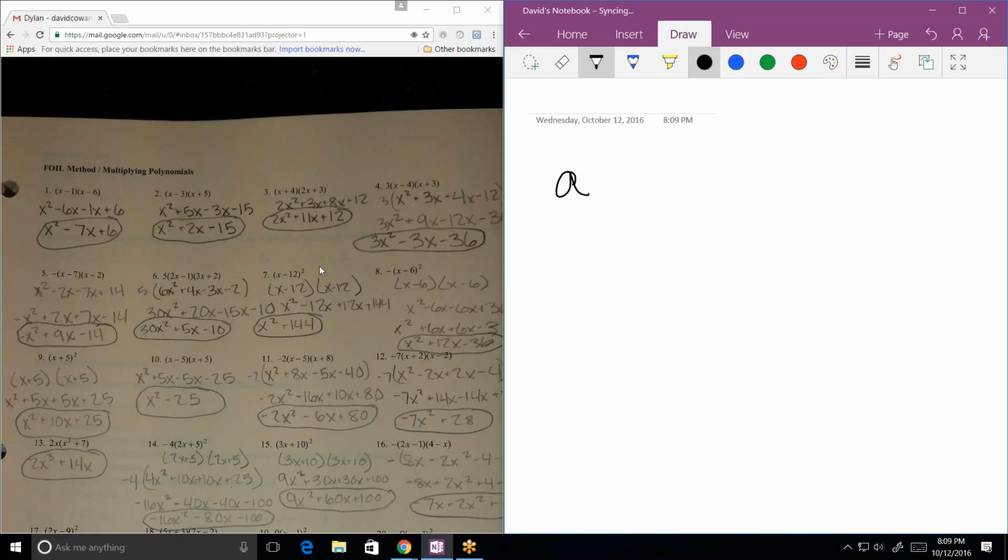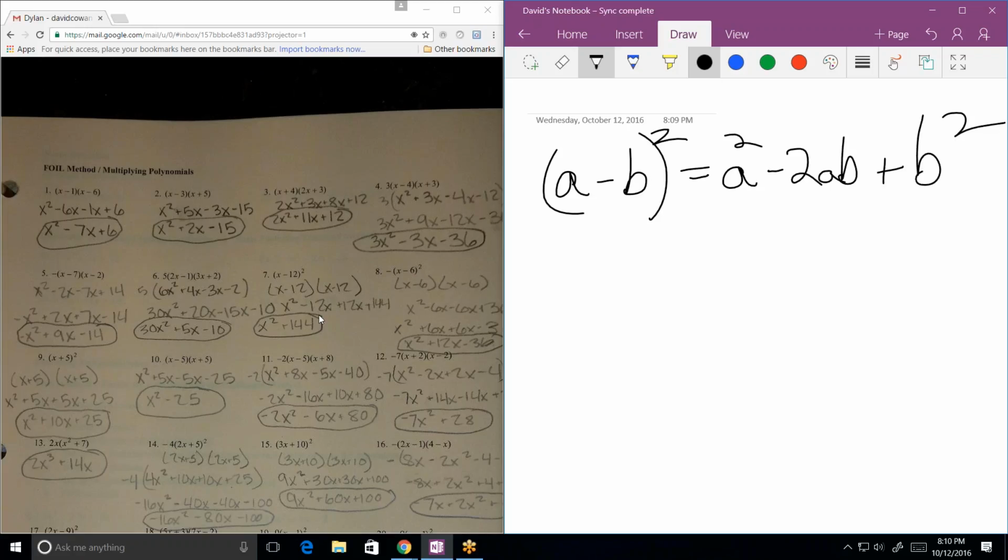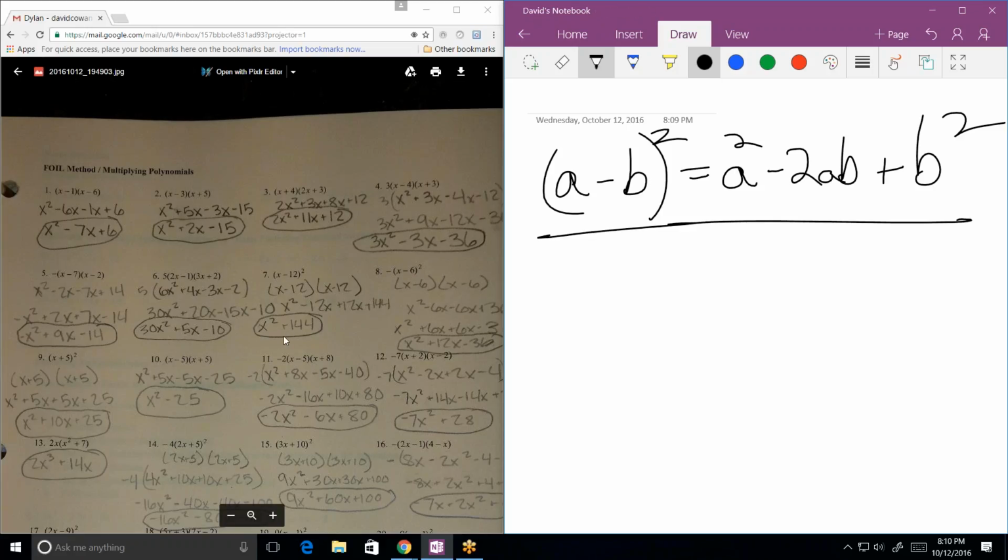In other words, what we're looking at here is a minus b squared. And it never ends up with an answer without a middle term. It's always a squared minus 2ab plus b squared. And if you know that, then you would never make this mistake. Because notice the answer you came up with is x squared plus 144. Where's the middle term? Yeah. And it should be minus 24x. But that's helpful to know merely because it helps you identify when you've made a mistake.